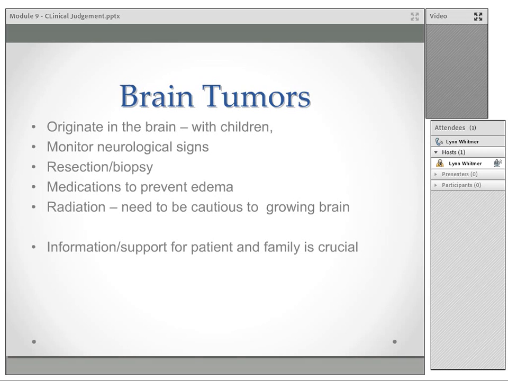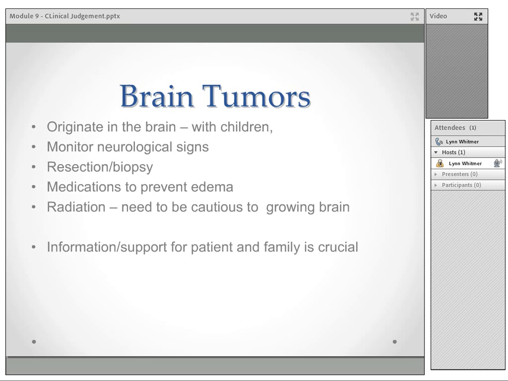Then we might go for radiation. And you want to be very cautious about this because there is a growing brain, depending on the age of the child and the developmental level. However, we know now that we can pinpoint it and use much lower amounts of radiation because we can pinpoint the lesion instead of giving an overall general radiation to the brain.